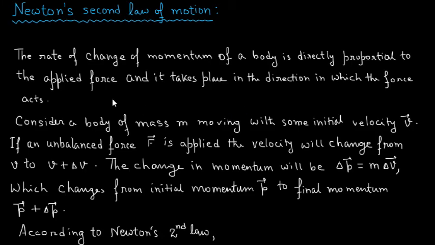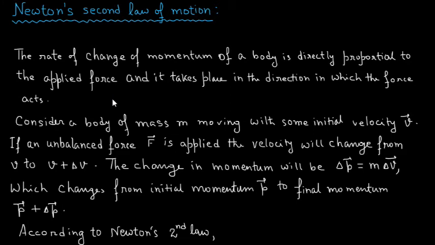Newton's second law of motion, which states that the rate of change of momentum of a body is directly proportional to the applied force, and it takes place in the direction in which the force acts. Consider a body of mass m moving with some initial velocity v. If an unbalanced force F is applied, the velocity will change from v to v plus delta v.